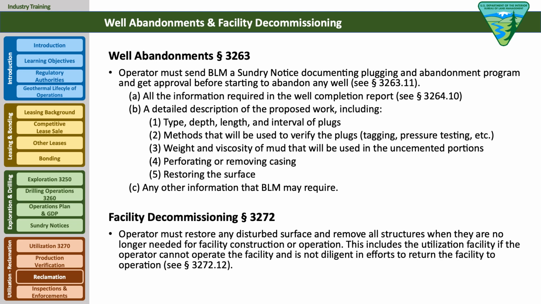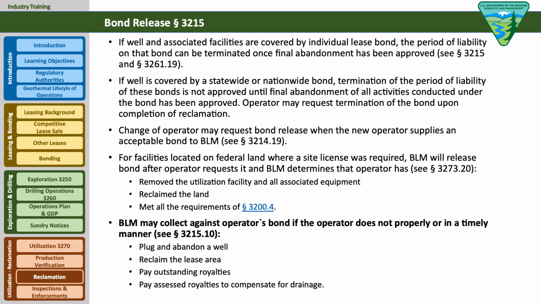For facility decommissioning, the operator must restore any disturbed surface and remove all structures when they are no longer needed for facility construction or operation. This includes the utilization facility if the operator cannot operate the facility and is not diligent in efforts to return the facility to operation. If the well and associated facilities are covered by an individual lease bond, the period of liability on that bond can be terminated once the final abandonment has been approved.